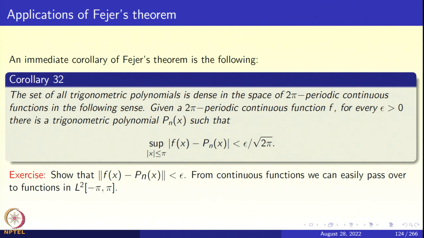Now we are going to give applications of Fejer's theorem. One of the most important applications of Fejer's theorem is that the trigonometric polynomials are dense. Remember, we use this very crucially in the proof of Parseval formula. And remember, in chapter 2, we didn't complete the proof of Parseval formula, and we said that we'll have to wait until we do Fejer's theorem.